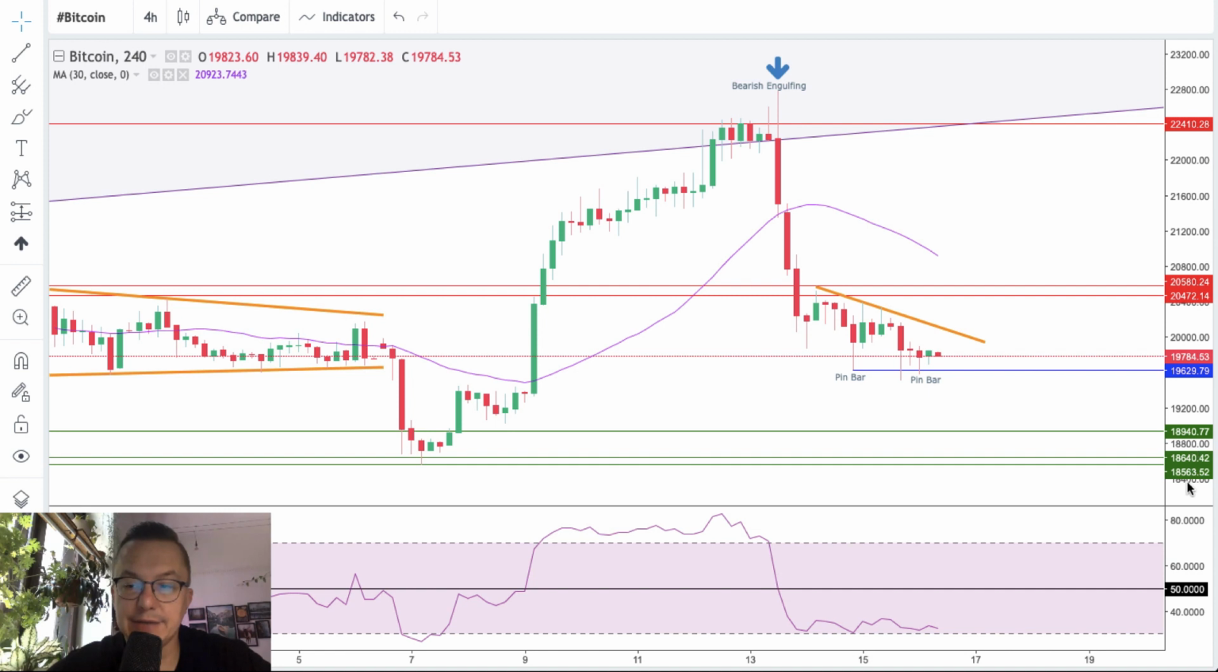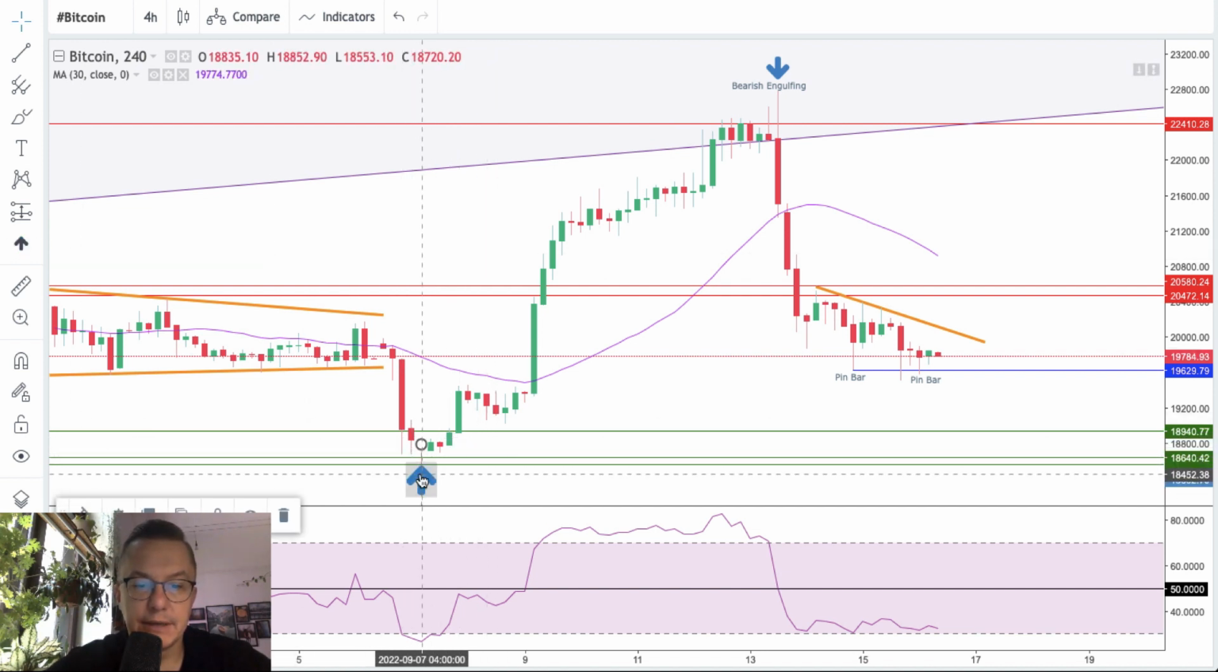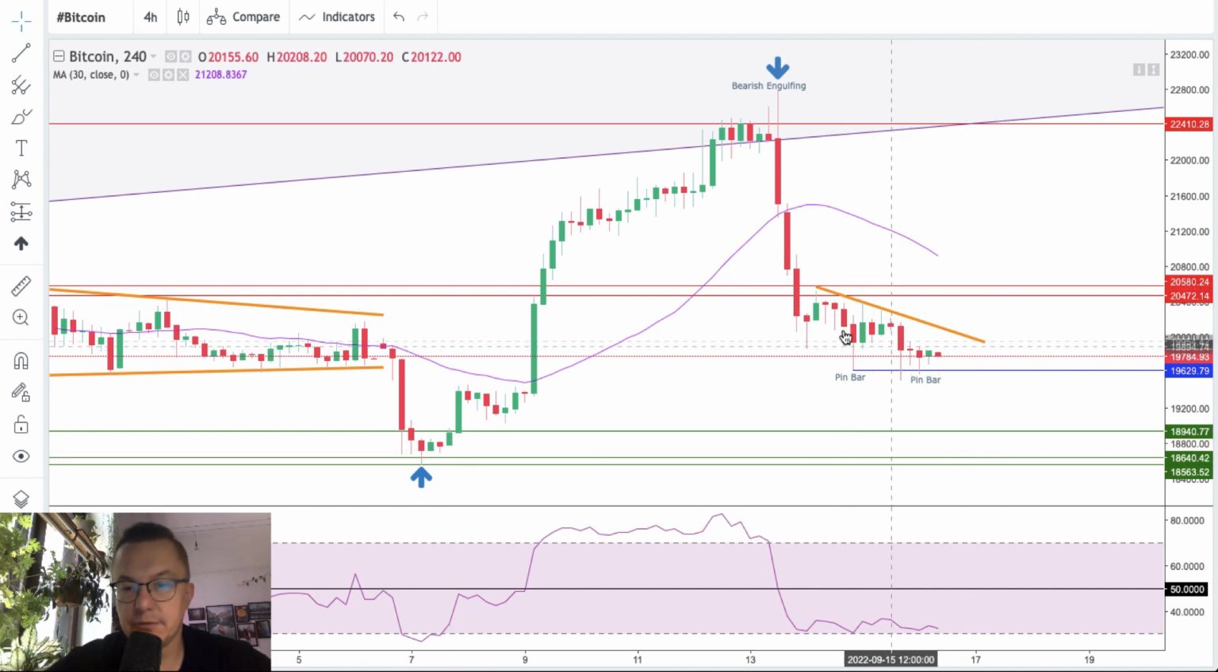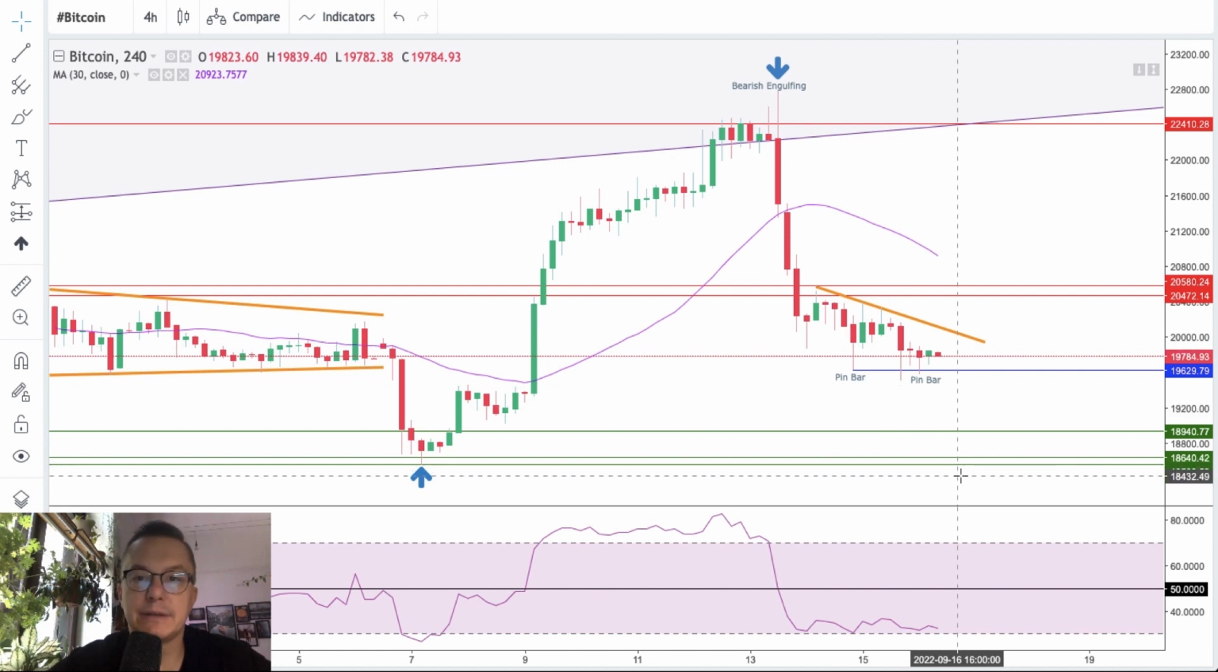18,940, and 18,563 will be tested. This is the level from the beginning of September, the 7th September low. So it might be tested easily without any progress. We just wait for this market to squeeze even a little bit more and then trigger the move to the downside. That's everything from me for today.